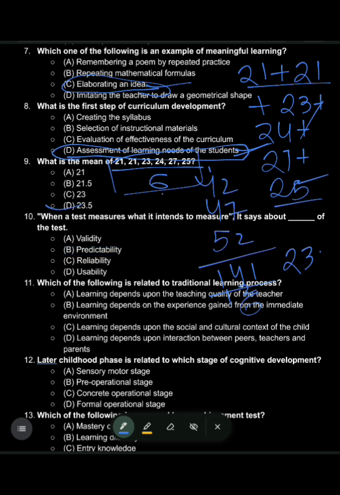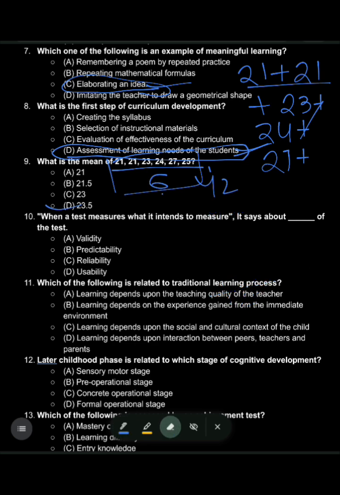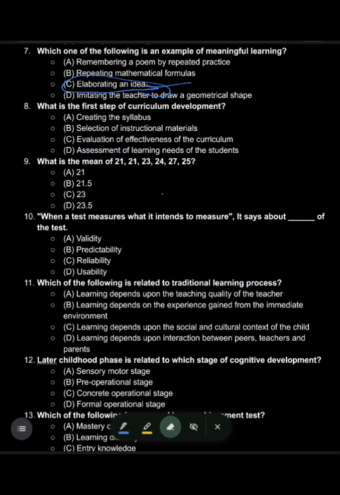and when we subtract we get 6, right? So we'll get 23.5 as the answer. 29D will be the correct answer. You can evaluate yourself and let me know if I am incorrect in this calculation. Okay, now we'll proceed with the next question, number 10.